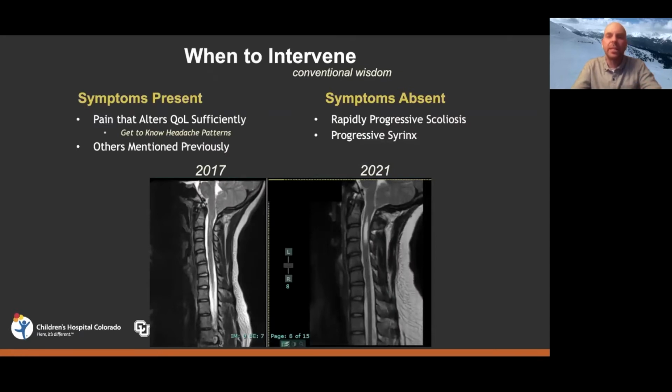So you say, okay, I've got these puzzle pieces and I'm going to put them together, but how do I know when I put them together whether I should do surgery or recommend surgery or whether I should recommend observation or something else? So I think this conventional wisdom, the way that I was taught and have practiced, is that you can think of it as two buckets of patients. So you have patients who have symptoms and patients who don't have symptoms.